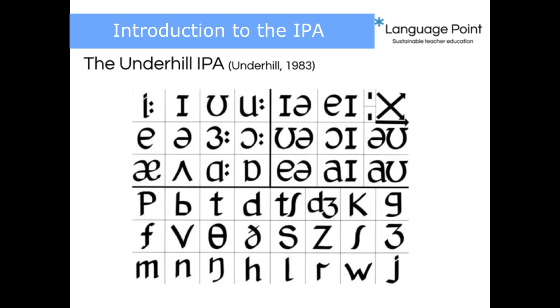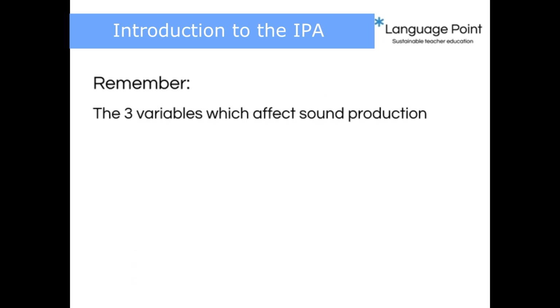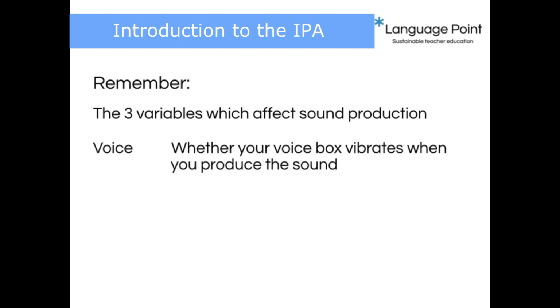And you can see that it's split into different parts depending on the types of sounds which are made when we speak these phonemes. So we have to remember there are three variables which affect the production of sounds of English. We talk about voice, so this is whether your voice box vibrates when you produce the sound. Remember, you can test that by putting your fingers over your throat when you say the sound and seeing if you can feel that vibration or not.